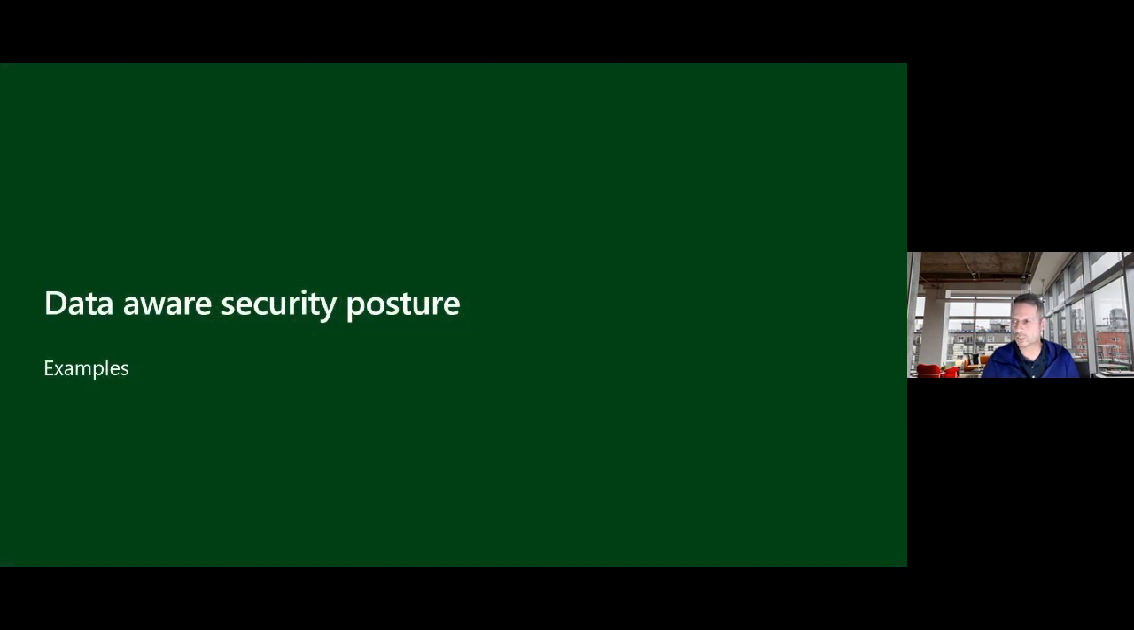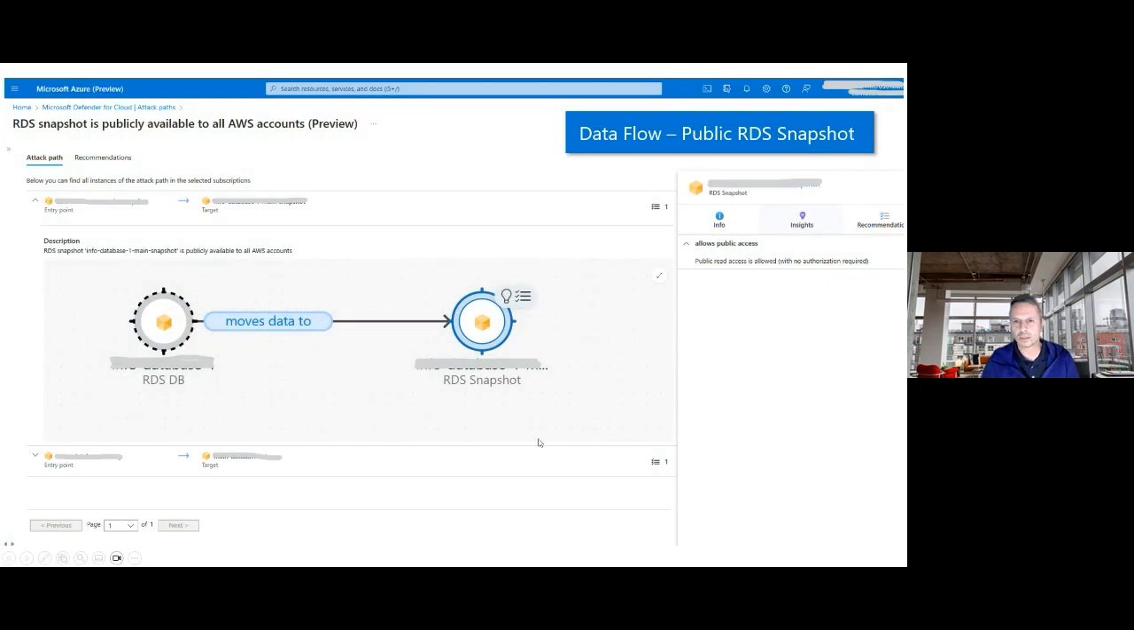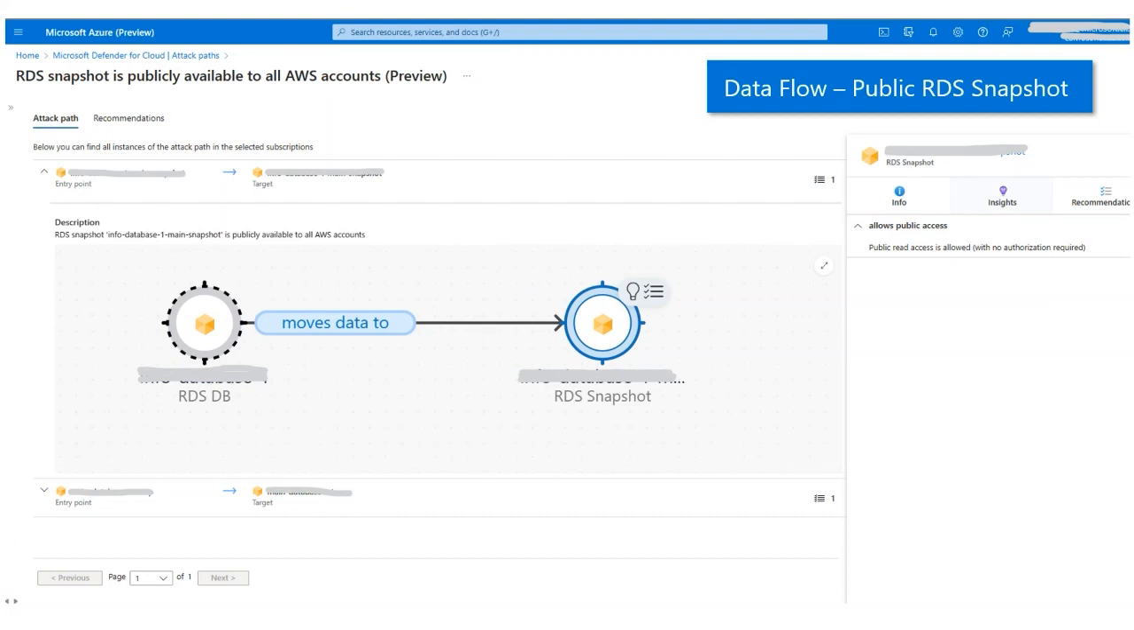Let's jump into several examples. First one is on a data flow. One of the low-hanging fruit in terms of misconfiguration is a public RDS snapshot. As we know, in AWS RDS, we see quite often that an organization, by mistake, would create an RDS snapshot with its access set as public.